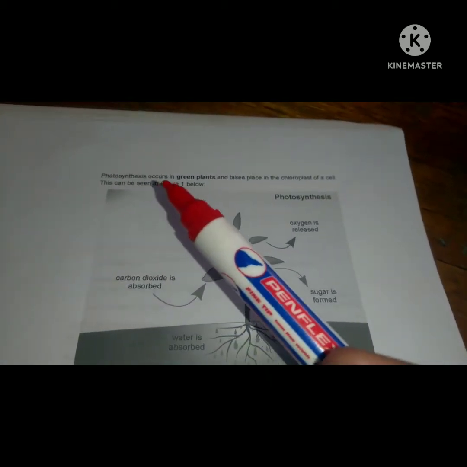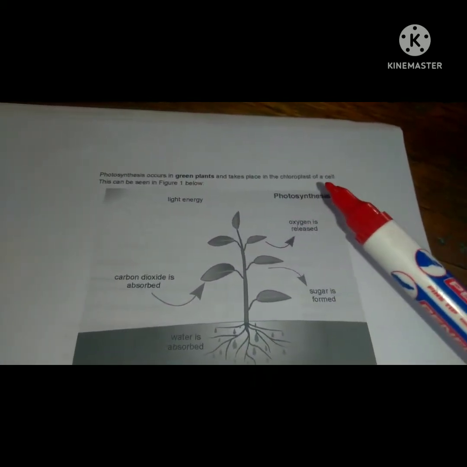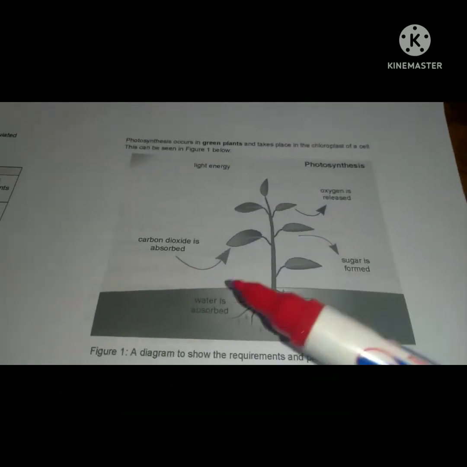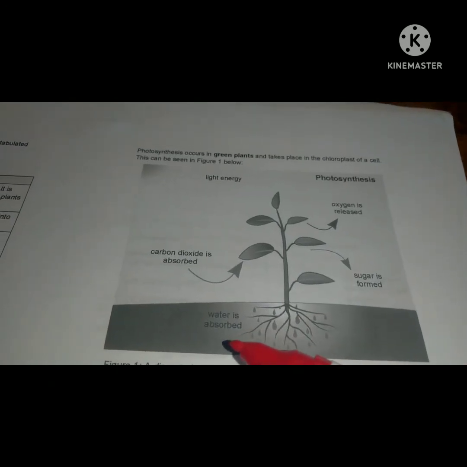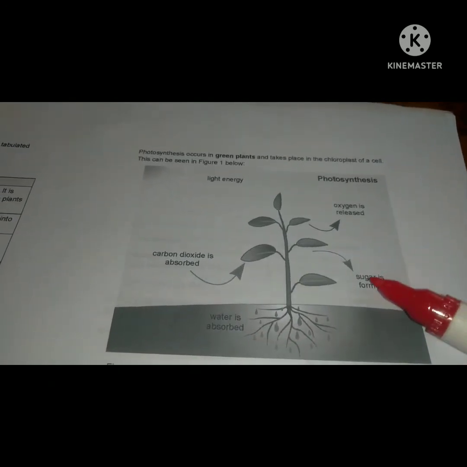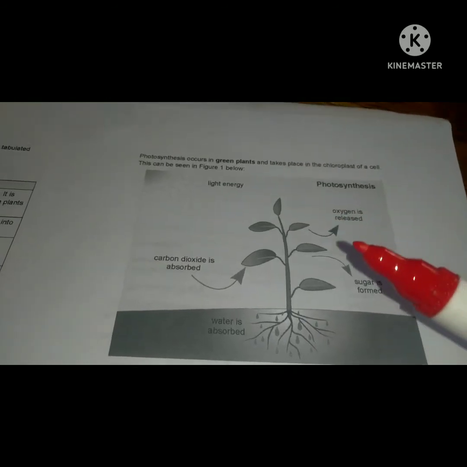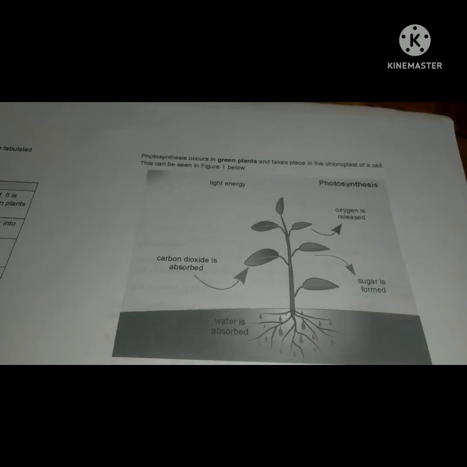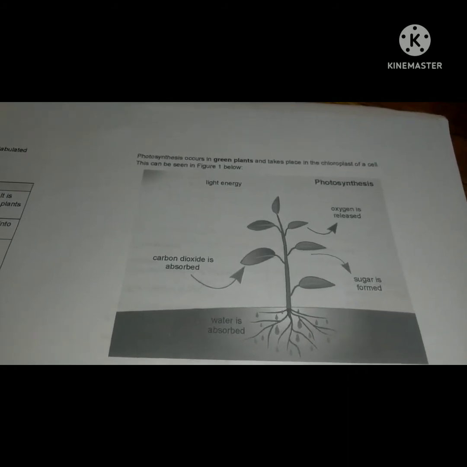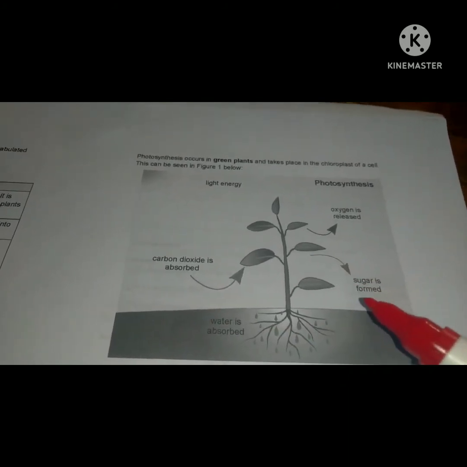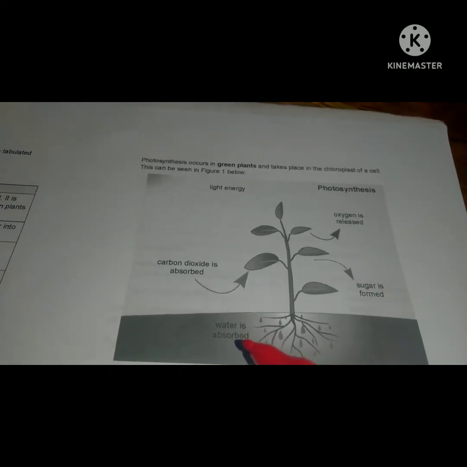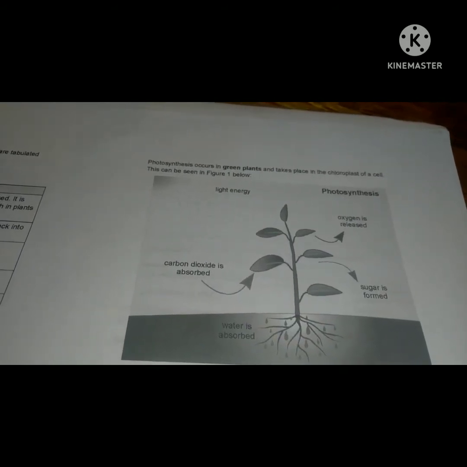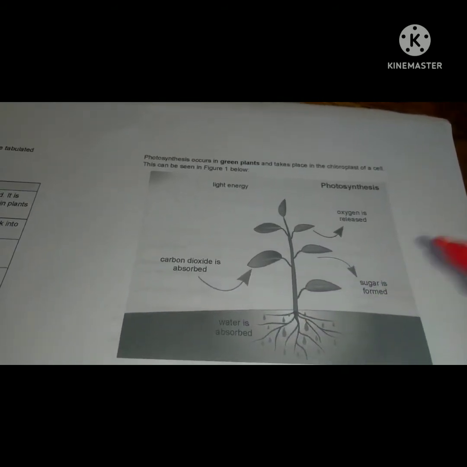Photosynthesis occurs in green plants and takes place in the chloroplast of a cell. This can be seen in figure 1 below. In the roots, water is absorbed as mentioned, and then sugar is formed, oxygen is released, and we have an overview of photosynthesis. So this is sugar that is formed, water that is absorbed, oxygen released, and carbon dioxide that is absorbed. Let us look at how this happens.